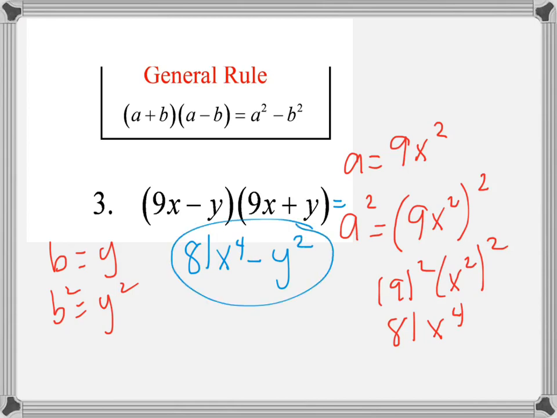So basically all we're doing here is we're finding the F and the L terms because the O and the I terms cancel out. Those are zero pairs, right? They're additive inverses to each other. So really, this general rule is just giving you the product of the first two terms and the product of the last two terms of the binomial.